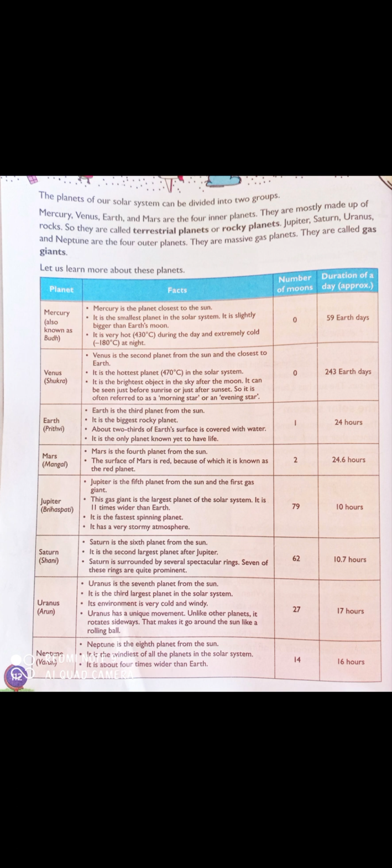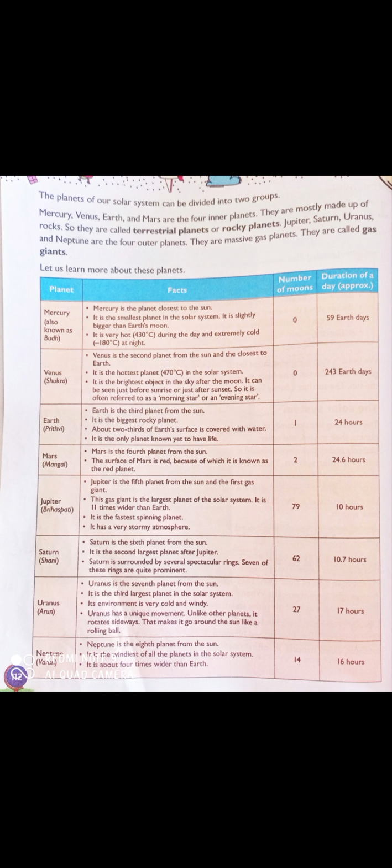Next is Jupiter. Jupiter is the fifth planet from the Sun and the first gas giant, and is also known as the largest planet of the solar system. It has 79 moons and the duration of the day is 10 hours. Next, Saturn. Saturn is the sixth planet and it is the second largest planet after Jupiter. It has 62 moons and the duration of the day is 10.7 hours.